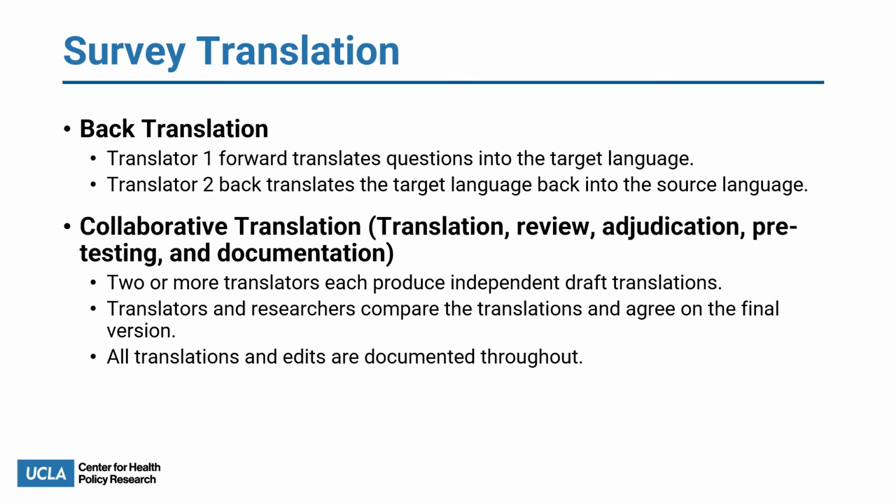A second approach is collaborative translation. This involves multiple translators independently translating the same survey, followed by a structured review process. Translators, researchers, and possibly even community members come together to compare versions, reconcile differences, and agree on a final translation. Every change is documented, creating a transparent trail of decision-making.